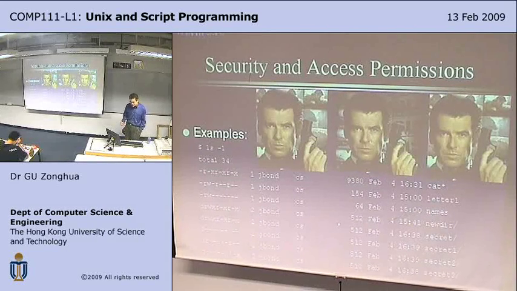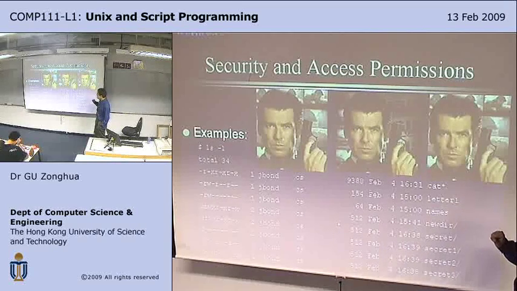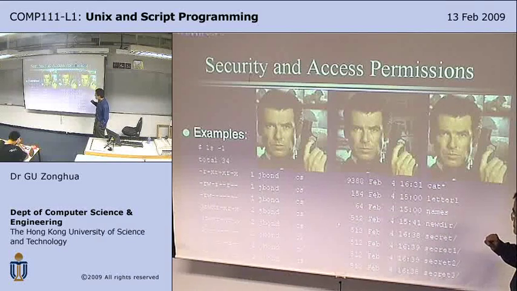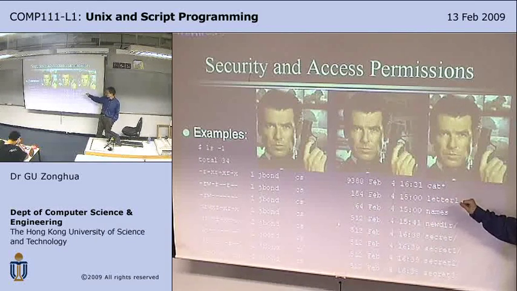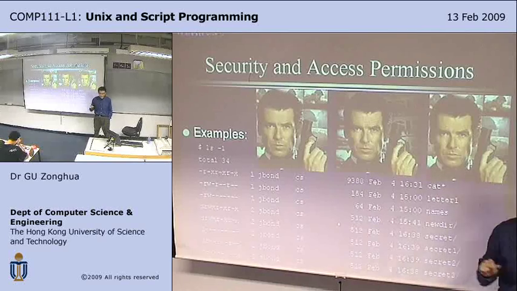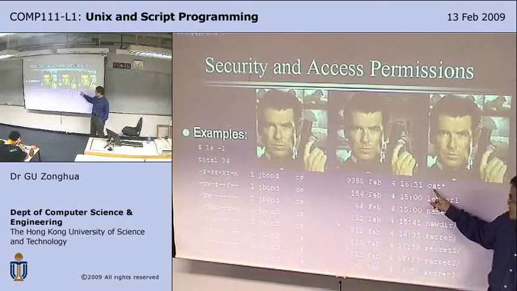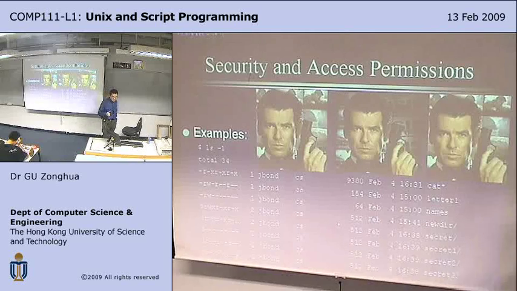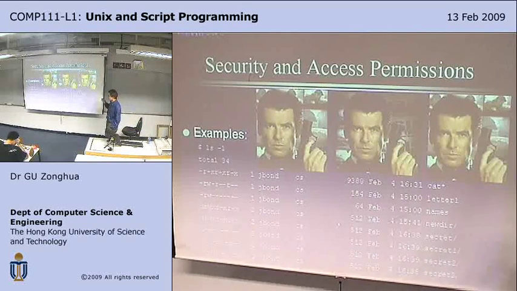So here's the example set of files and their permissions. Say you have this file here called cat, which is an executable file. It is followed by a star, which is the convention in Unix to indicate a file is an executable file. You can run it.